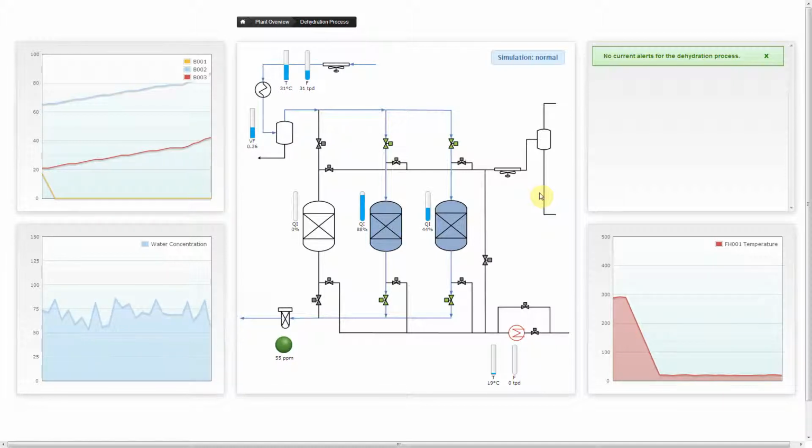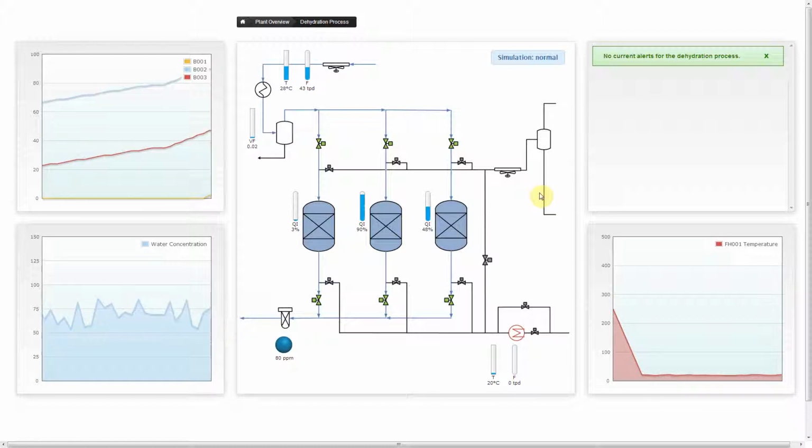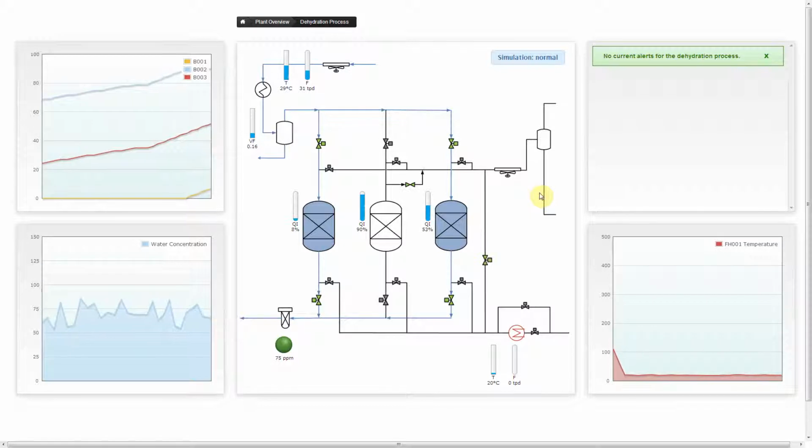I should also mention just briefly that this process is happening quite fast compared to what it would be happening in real life. So about 1 second in the process is equivalent to about 1 hour in real life. Just keep that in mind. So I'll just explain a little bit about what's going on here.